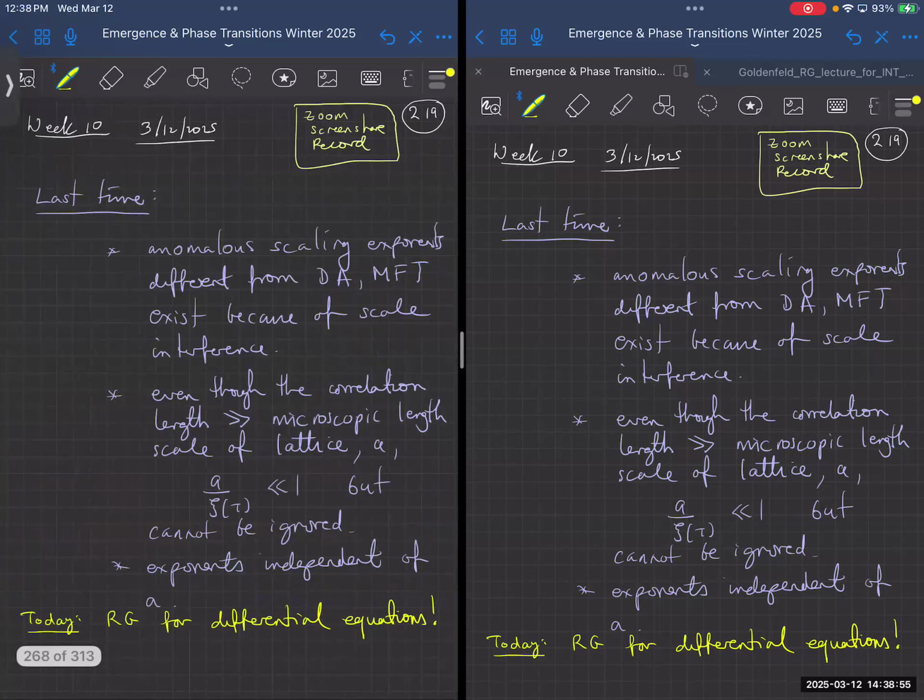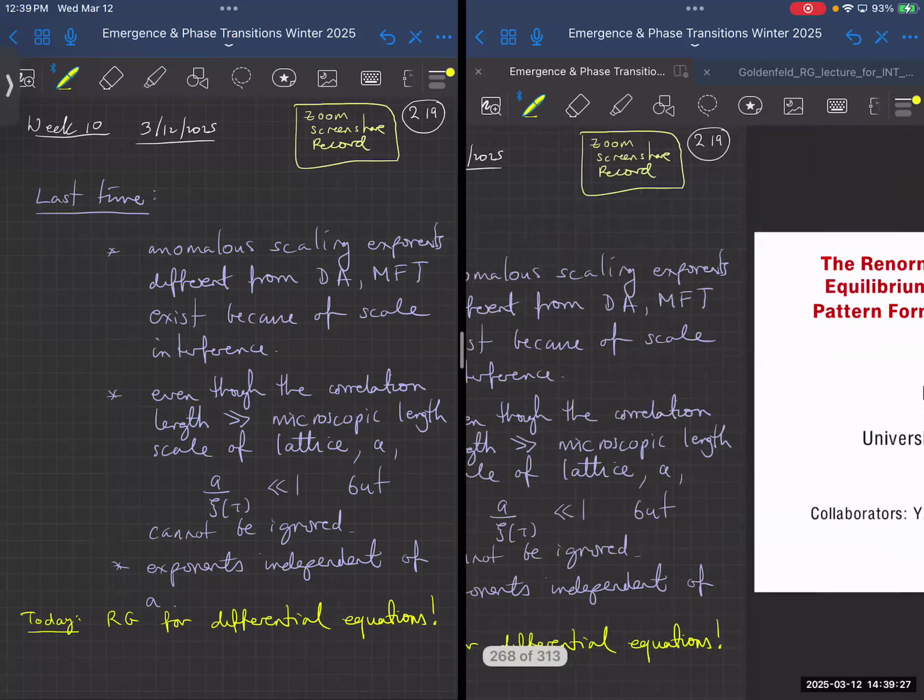So now, all of this in the end, even though we did all these calculations and we talked about block spins and scale invariance and all this stuff, in the end, it boiled down to a problem of asymptotics. So today we're going to look at renormalization group for differential equations. And we're going to see that even though we have no statistical mechanics, we have no fluctuations, we have no partition function, we could be far from equilibrium, you can still get anomalous scaling laws and use a renormalization group.